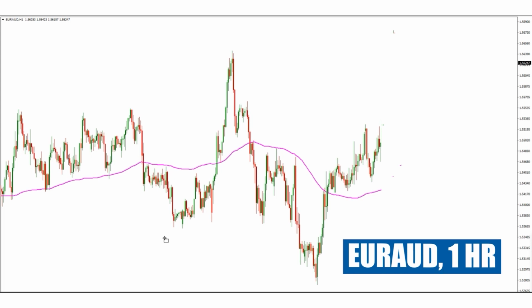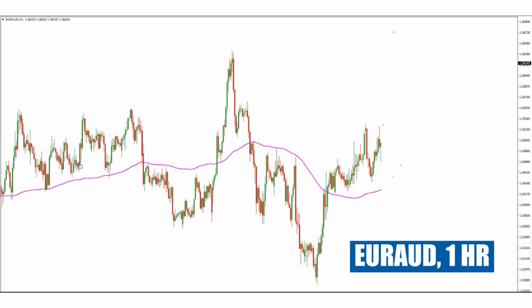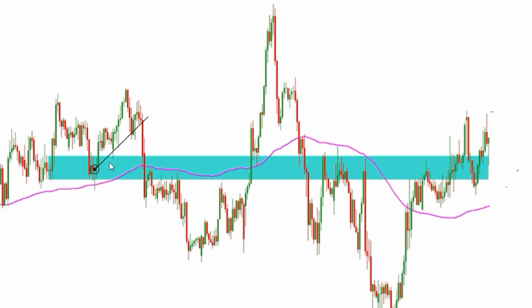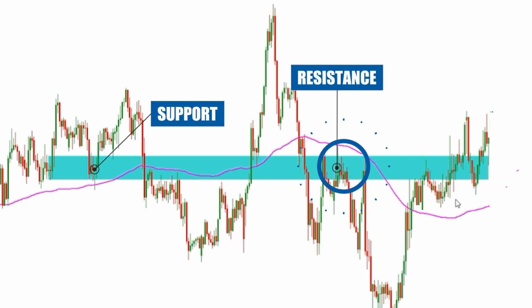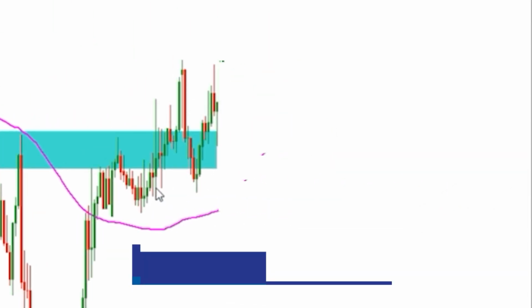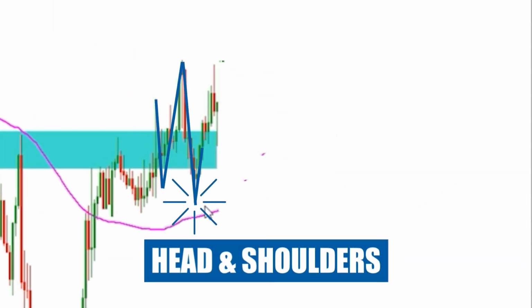So here we are looking at the Euro AUD on the 1 hour chart. We have a level of support and resistance right here. We can see that price was acting as support and then resistance, and then it broke through, and is now acting as an area of support. We also have the formation of a left shoulder, a head, and a little bit higher up the right shoulder.